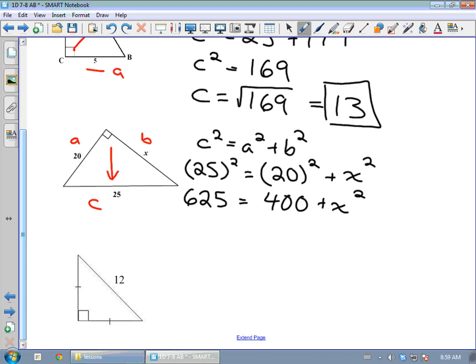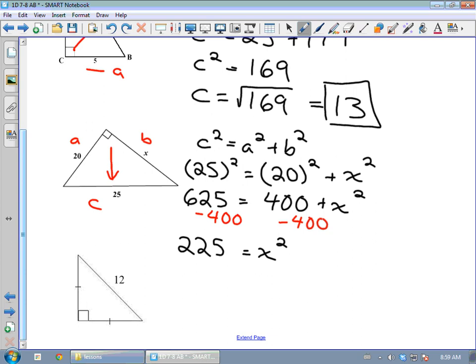Now, what we have here is like those equations that we were solving back in Unit 5-6. We want to get that x, that variable, all by itself on one side of this equation. So what are we going to do? Well, we see 400 added onto this x squared, so we are going to subtract 400 from both sides to get the x squared all by itself. When I do that, I end up with 225 on the left-hand side and x squared on the right-hand side. So 225 is x squared.